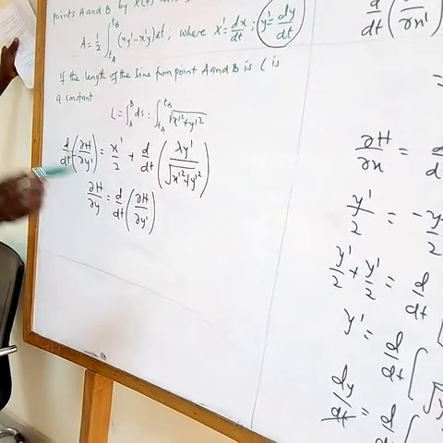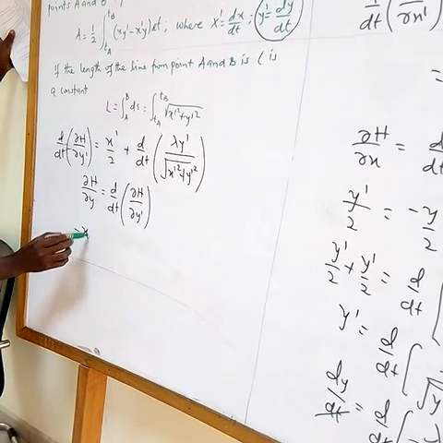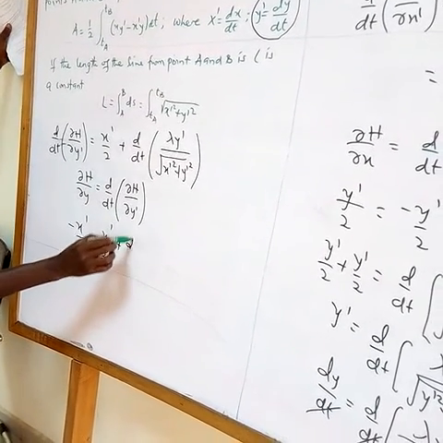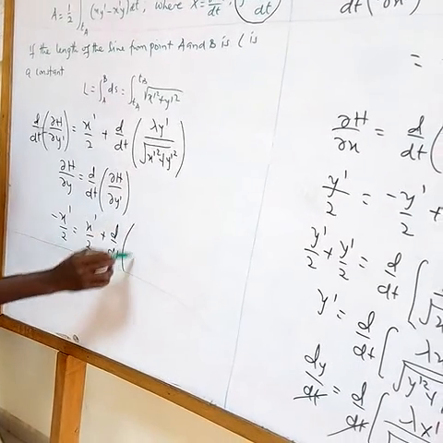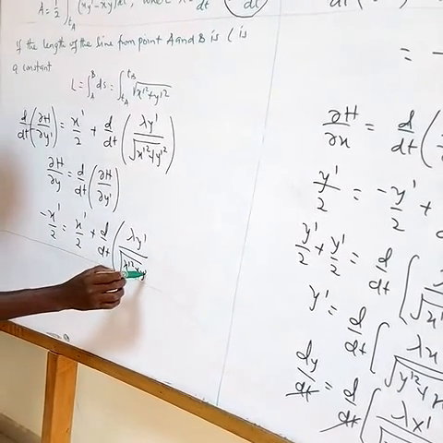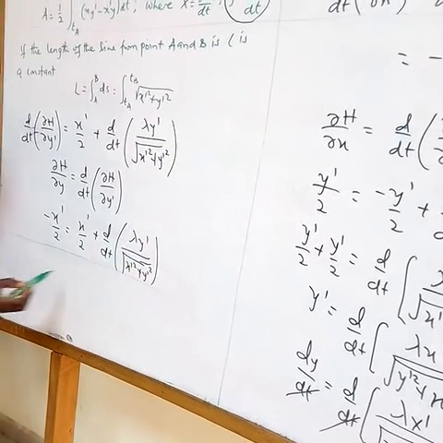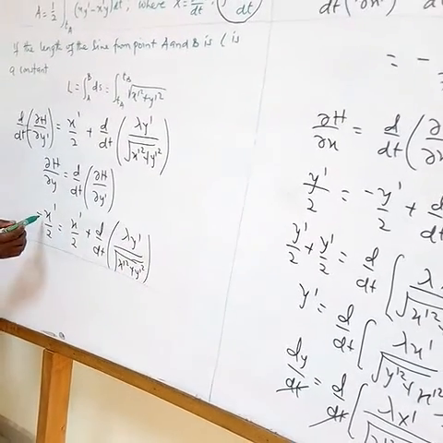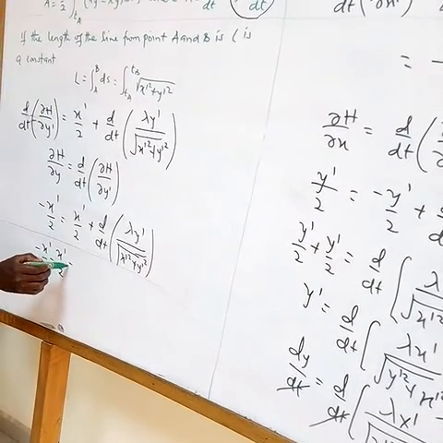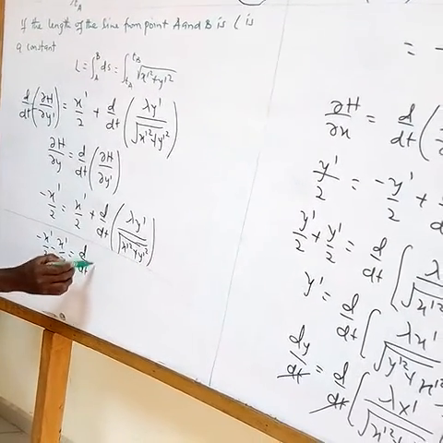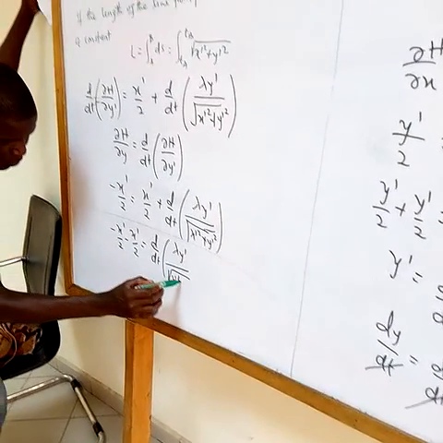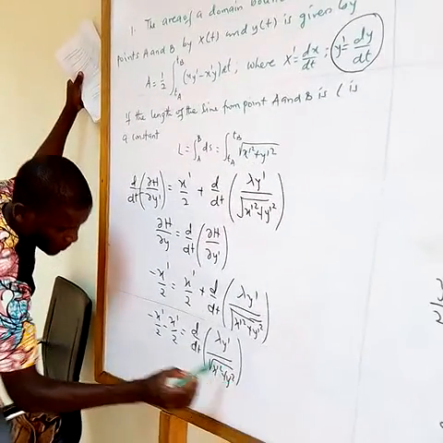So what is this from what we've gotten above? That is, minus x'/2 is equal to x'/2 plus d/dt of λy' over the square root of x'² plus y'². So that's what we have. By the time we bring this to the other side, we're going to have minus x'/2 minus x'/2, which is equal to d/dt of λy' over the square root of x'² plus y'².